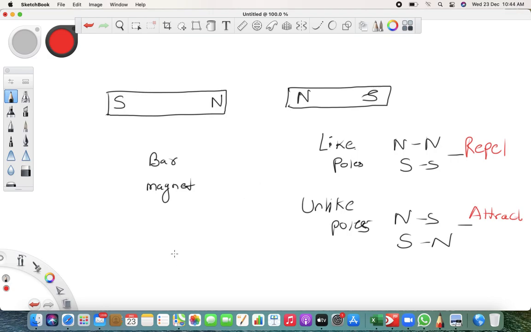Regarding magnets, there is another type of magnet also available called a horseshoe magnet. So first of all, what we learn regarding a bar magnet: like poles repel each other, unlike poles attract each other, fine. Second thing, there is something called magnetic field. Magnets have a magnetic field.